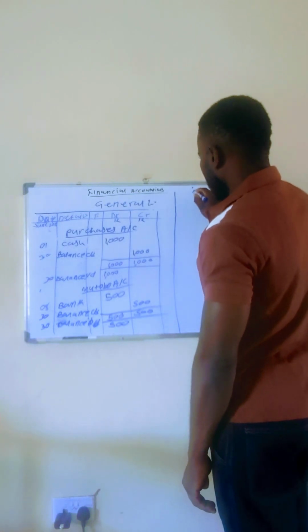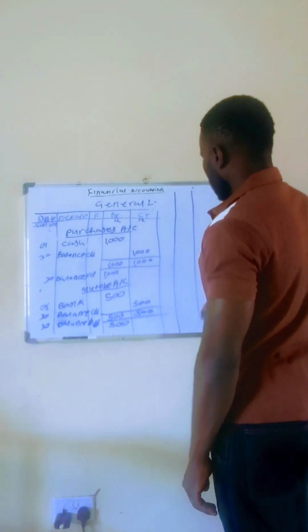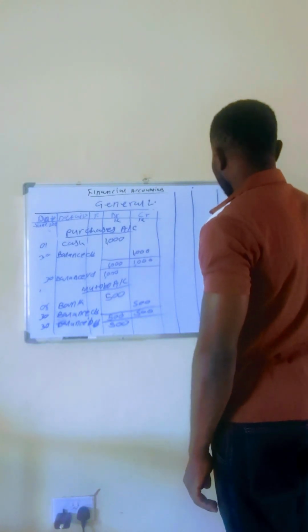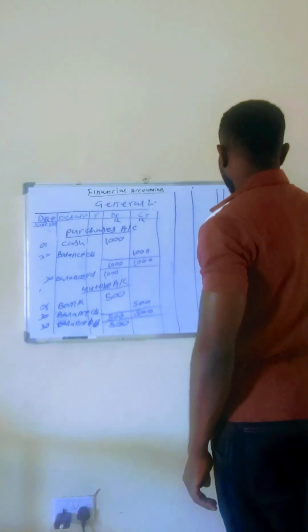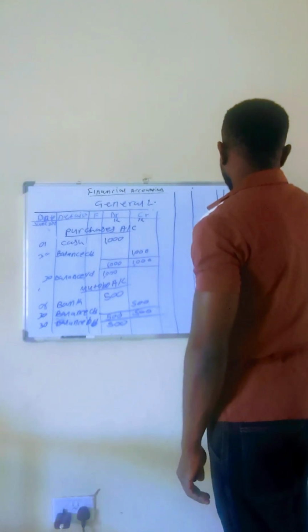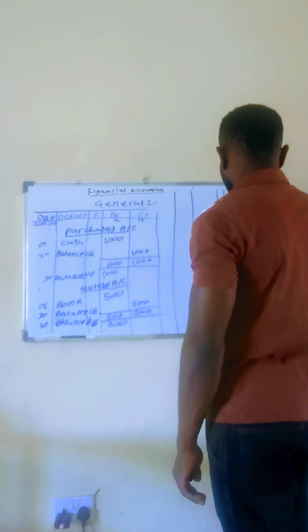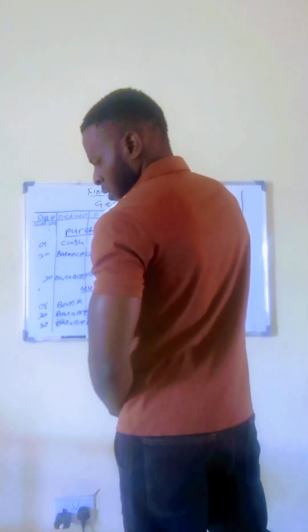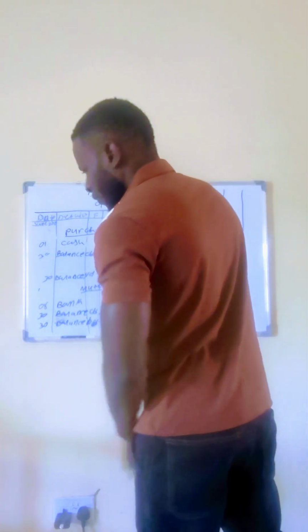In the column here, the date; here, the details; the folio, the debit and the credit side. As simple as this. Okay, so we are done with this one.